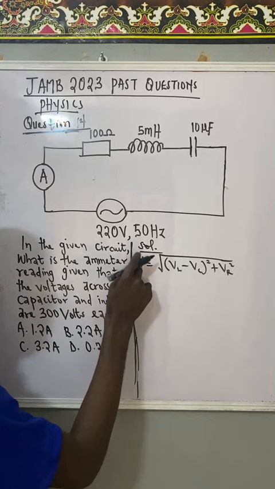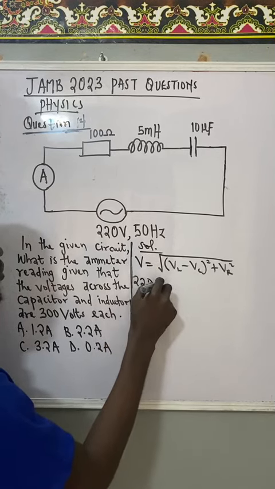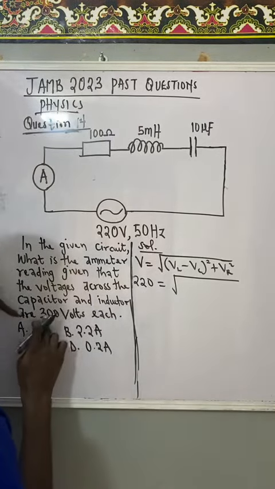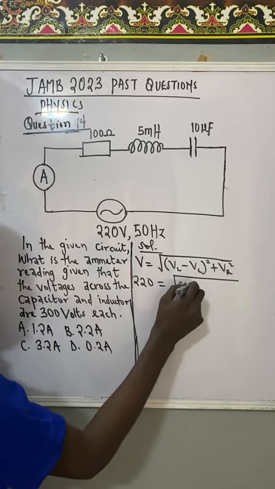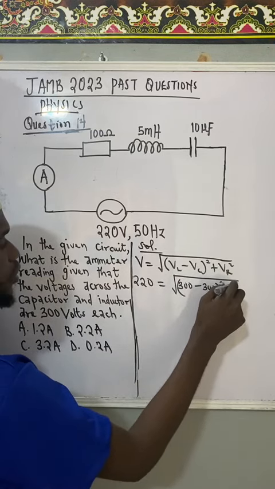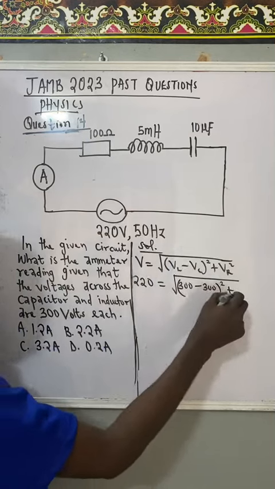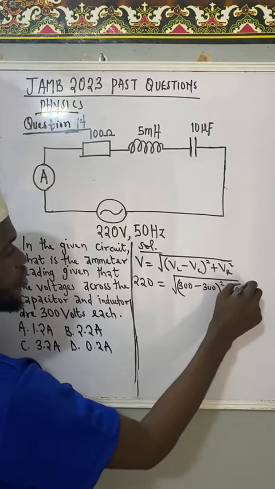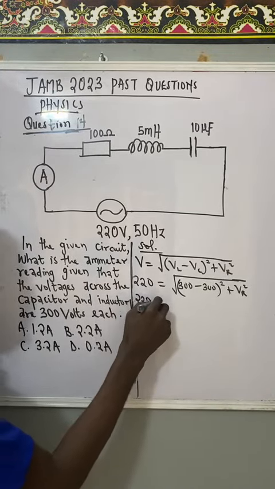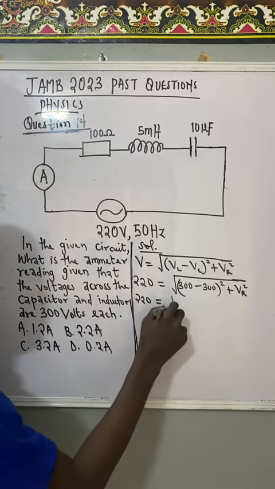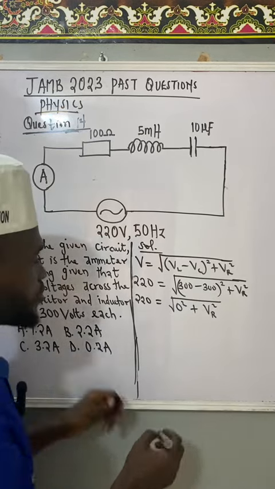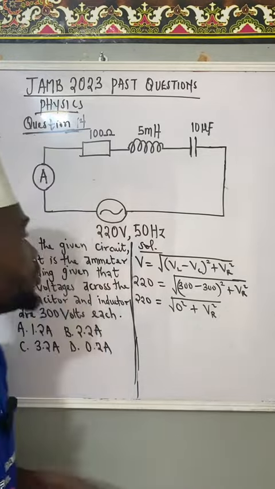See, V is 220 volts, equal to the square root of VL, which from here is giving us 300 volts, minus VC, which is also 300, take the square of that, plus VR squared, which is the one that we are finding. That's the potential difference across the resistor. Now, from here, 220 volts equals the square root of this minus this, which will give me 0, of course. This is 0 squared plus VR squared, which is the unknown.